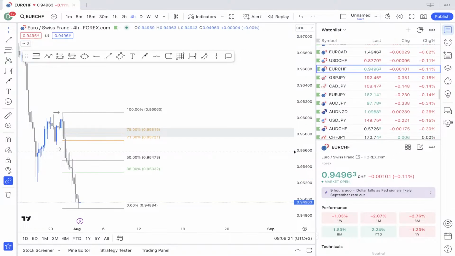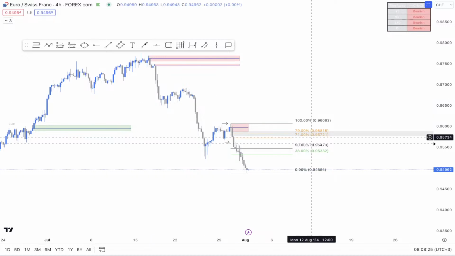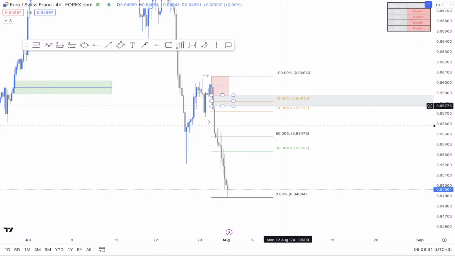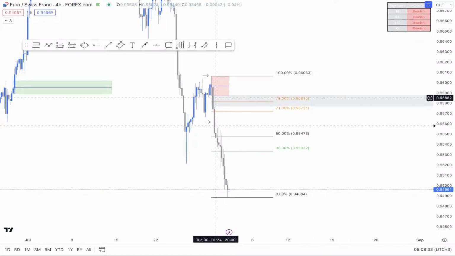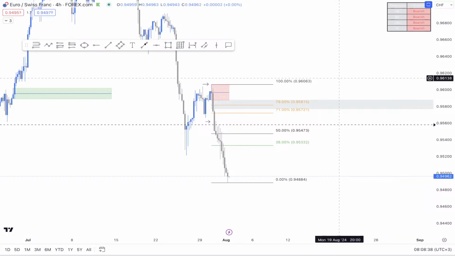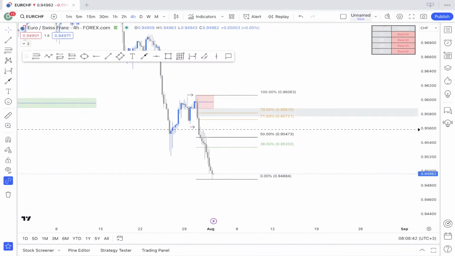Euro CHF looking pretty similar, also bearish, and has been bearish for the past couple of weeks. Right here we have an aggressive break, liquidity sweep before the aggressive break, a fair value gap lining up perfectly with the point of interest. The trader graph is fully bearish, and now we need to wait and see if we manage to get a corrective pullback or not.